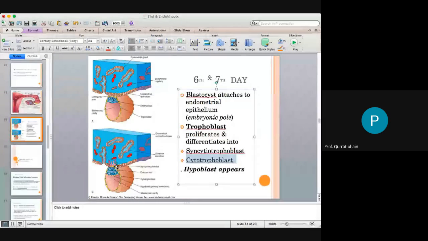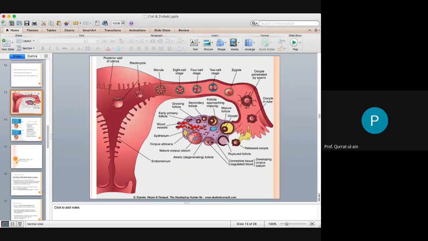The finger-like cells are syncytiotrophoblasts, and the rest is the cytotrophoblast. These finger-like cells actually dig in, and they drag the blastocyst inside the endometrium. That is what is required. In another layer, the inner cells of the embryoblast flatten out and form a thin layer of cells which is known as the hypoblast. This is by the end of the first week. So the first week ends by this.